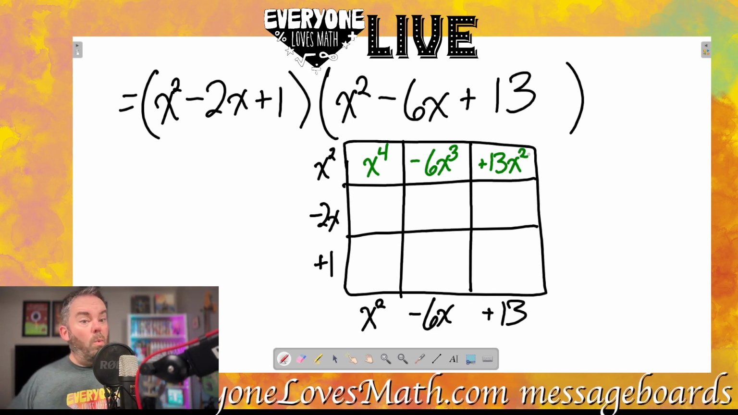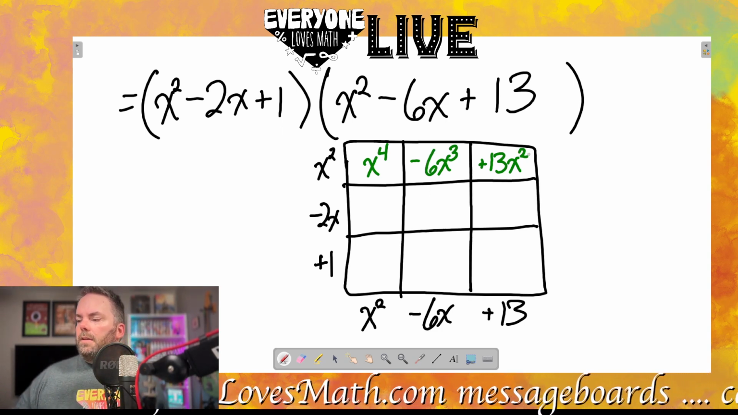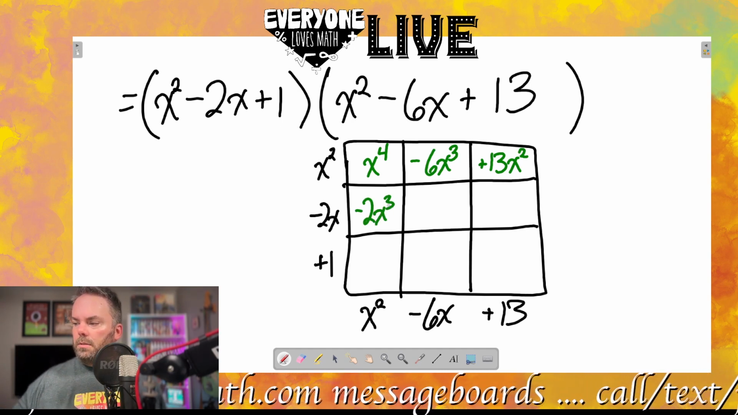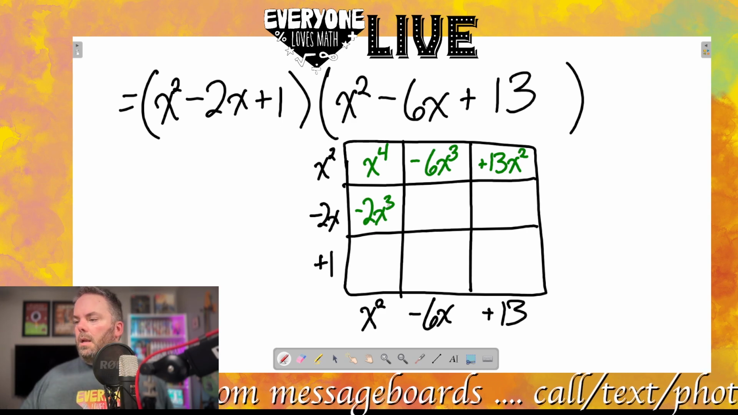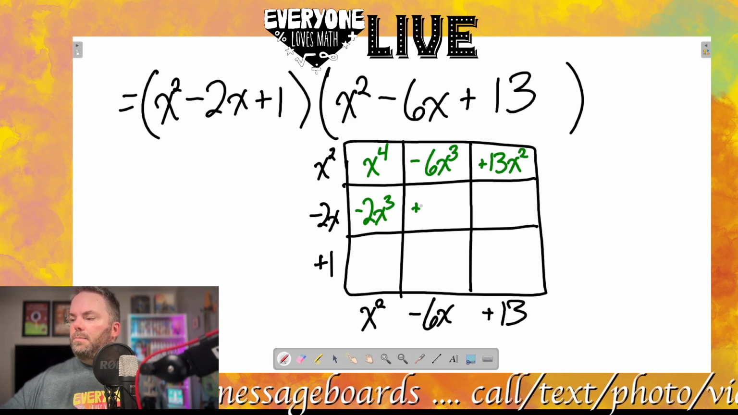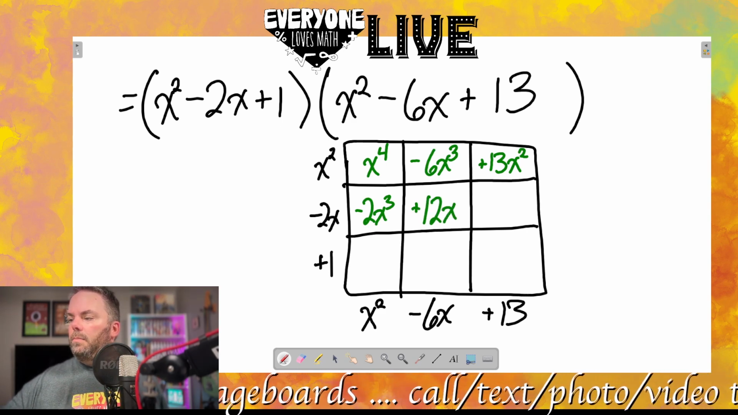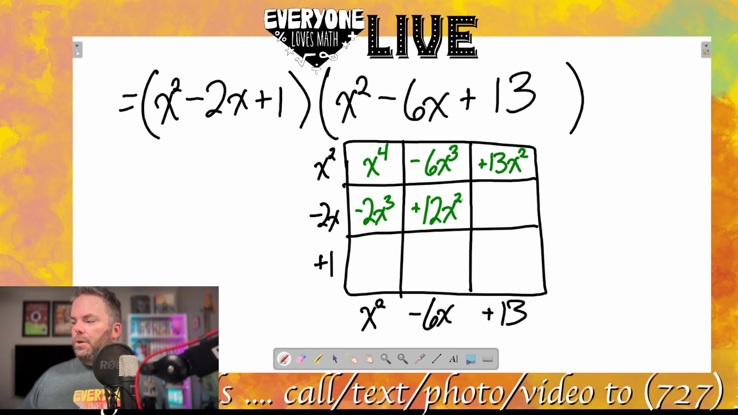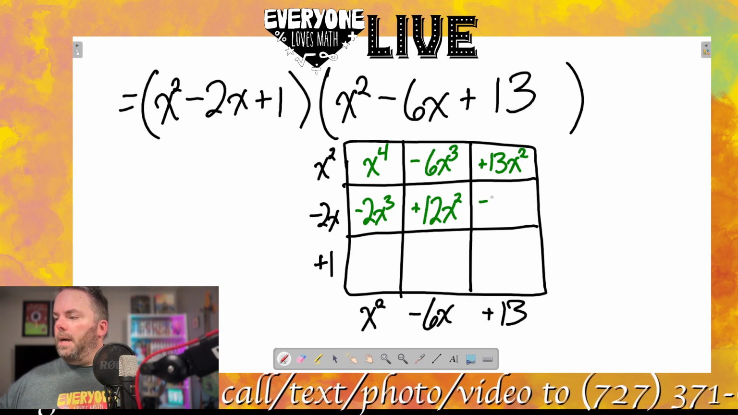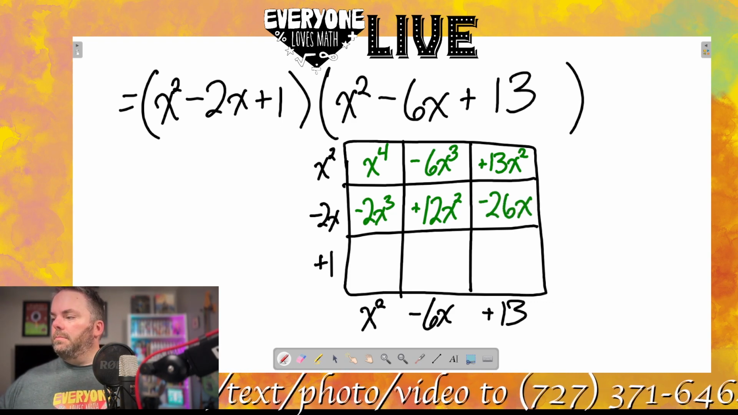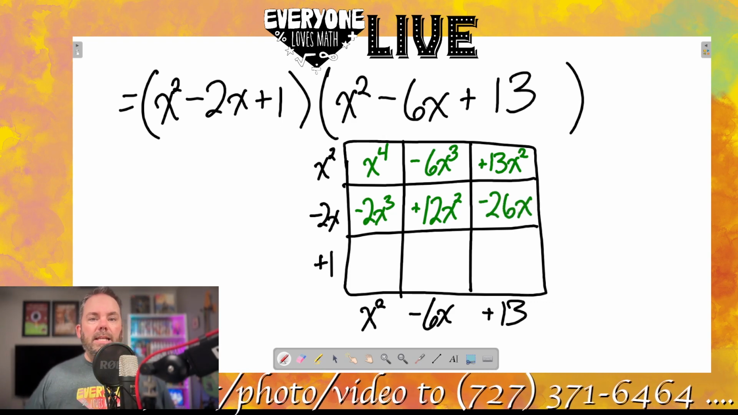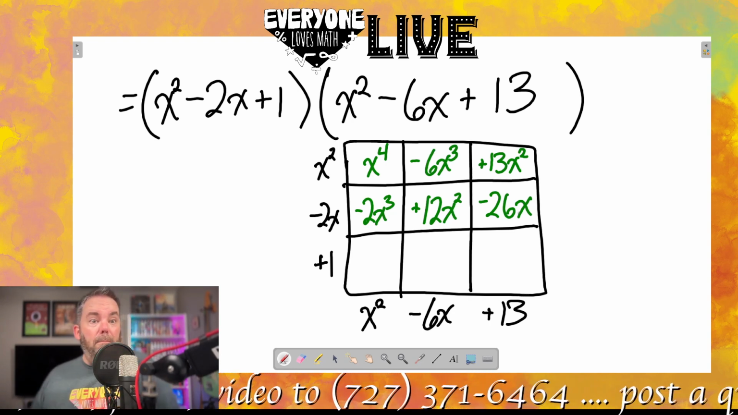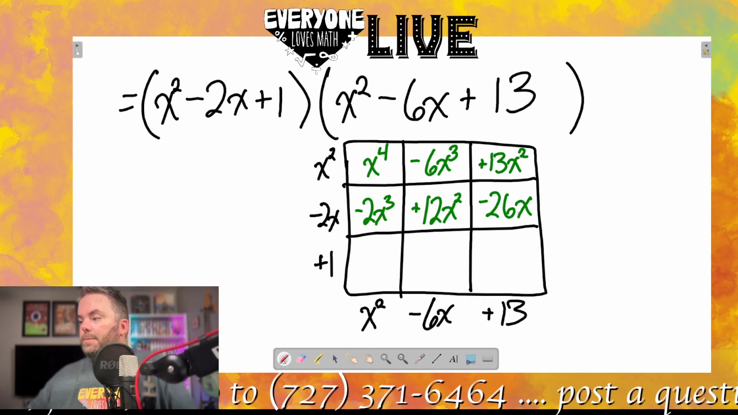All right, we're 1/3 of the way done. Negative 2x times x squared is negative 2x cubed. Negative 2x times negative 6x is plus 12x squared. Negative 2x times positive 13 is minus 26x. Again, we're in that situation where each of these little tiny pieces isn't tough. It's just there's a million of them. How are we not done with this problem yet?